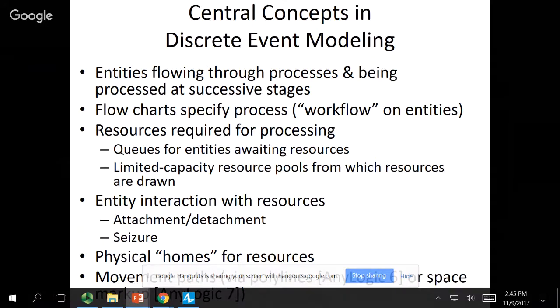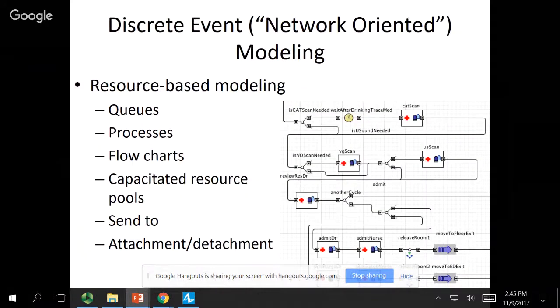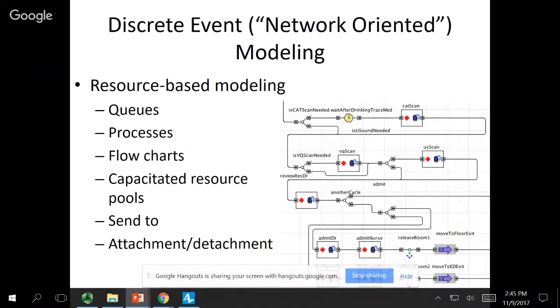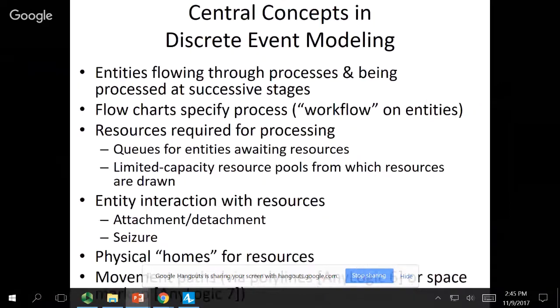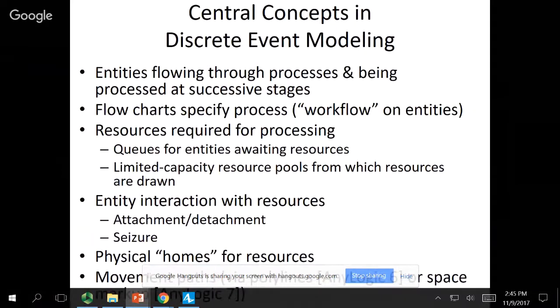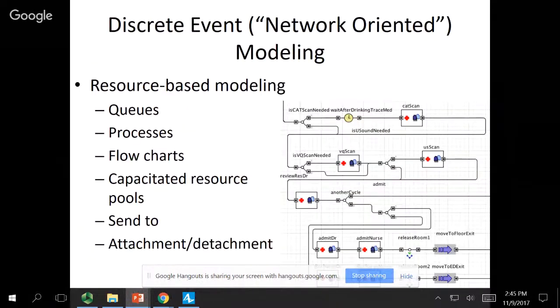So entities will flow through these processes. Flowcharts will specify that process. This is the workflow here, and it's defined as a sort of flowchart. Resources are required for processing them to go from one stage to the next, very commonly. And there's entity interaction with resources. Because I'm undergoing a CAT scan or an ultrasound or a VQ scan, because I'm under inspection by a doctor, I reserve that resource.